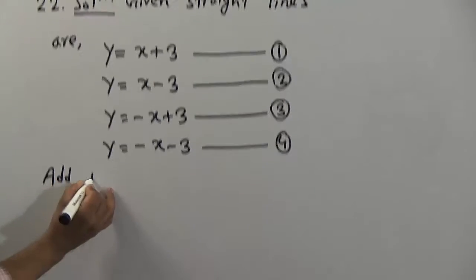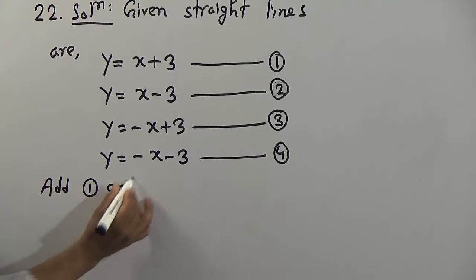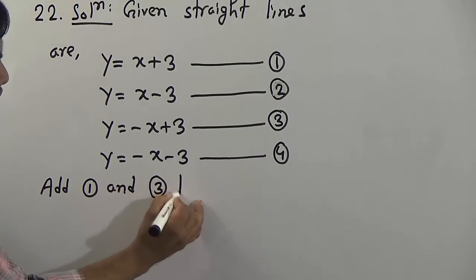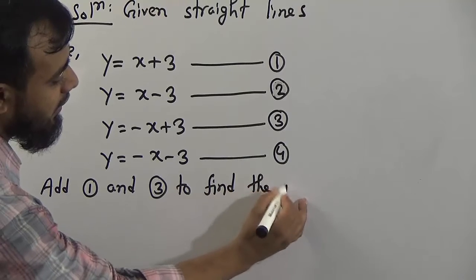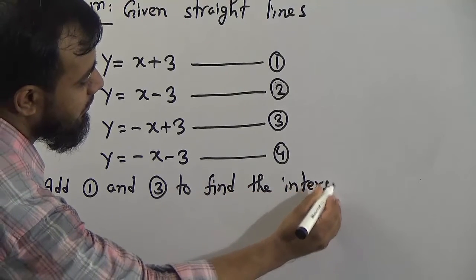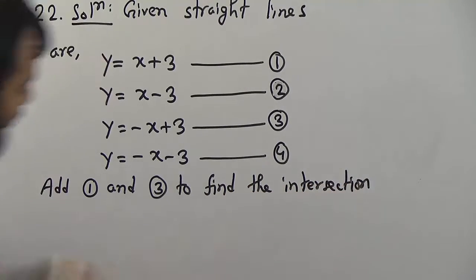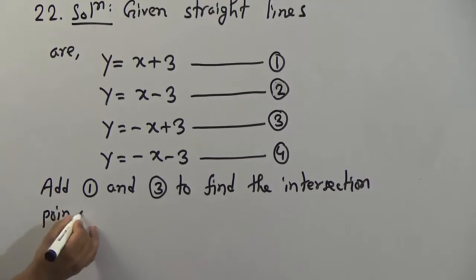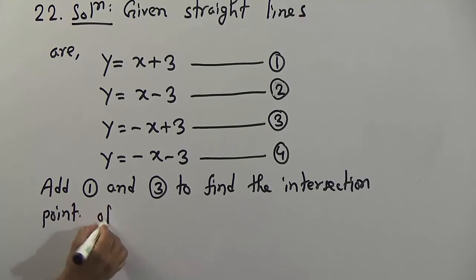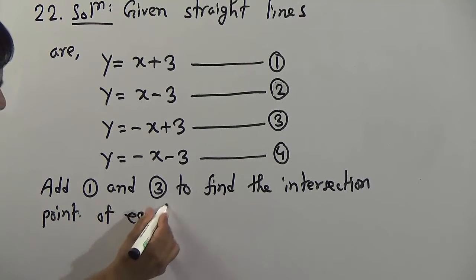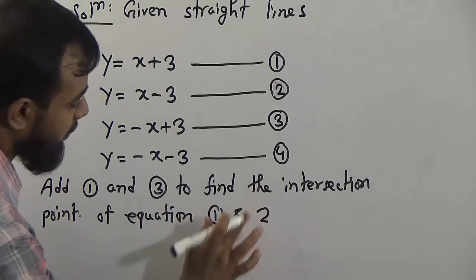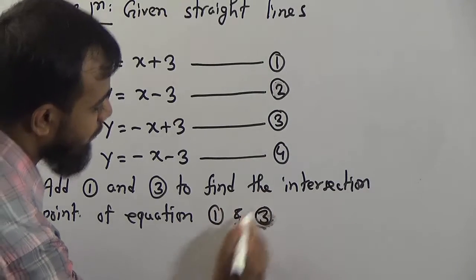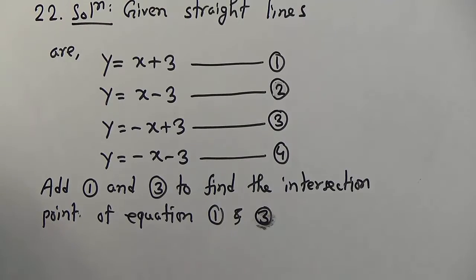Add 1 and 3 to find the intersecting point of equations 1 and 3. We are adding 1 and 3 to find the intersecting point of 1 and 3.